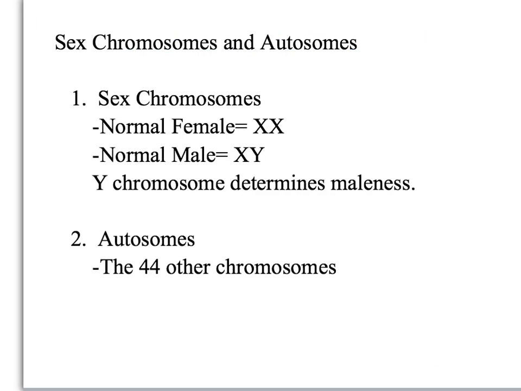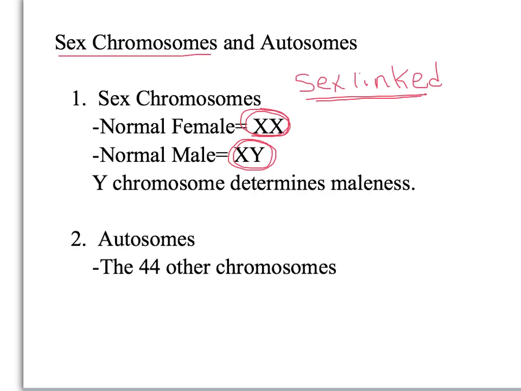Before we get started in looking at pedigrees and patterns of inheritance, I want to remind you of a couple things that we've already talked about in class. The first one would be sex chromosomes. We spent some time talking about how a normal female has two X sex chromosomes, and a normal male has an X and a Y. We looked at some traits found on these chromosomes, and we're going to identify them as something called a sex-linked trait. When we did Punnett squares, we looked at color blindness, hemophilia, and some other traits.